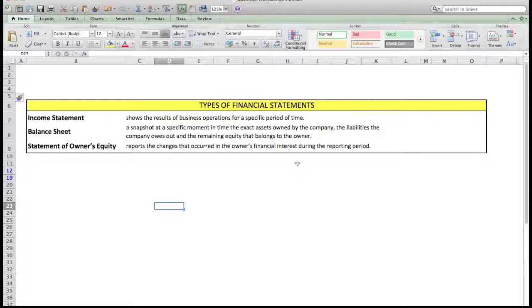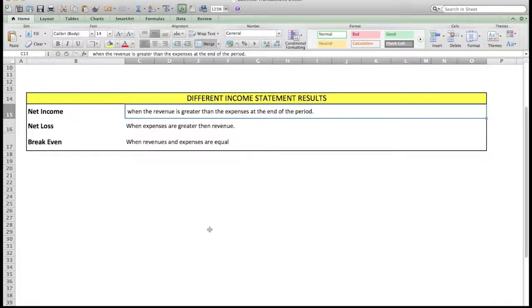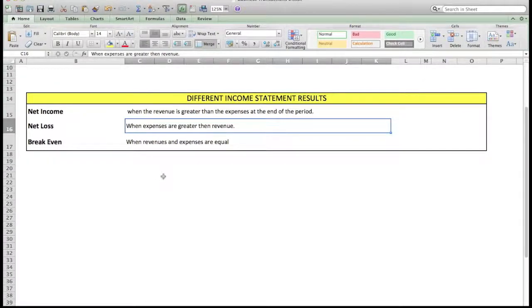Sometimes these statements are called profit and loss for a business, but for my purpose, in all these videos, I'll refer to them as the income statement. The income statement's purpose is to show the difference between income from goods sold and services performed and the cost to operate the business. This results in a net income, which is when the revenue is greater than the expenses at the end of the time period, the net loss, when the expenses are greater than the revenue, or the break-even point, when revenues and expenses are equal.